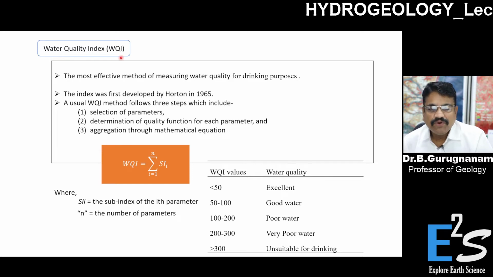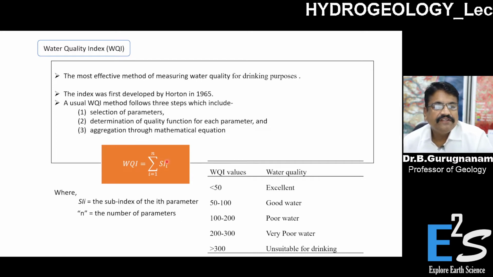Normally, we test the water quality index. It was proposed by Horton in 1965. He has given a formula for assessing the water quality. This is the usual method of selecting the parameters. The water quality index method follows three steps, which include selection of parameters, determination of the quality function for each parameter, and aggregation through a mathematical equation. This is the mathematical equation.